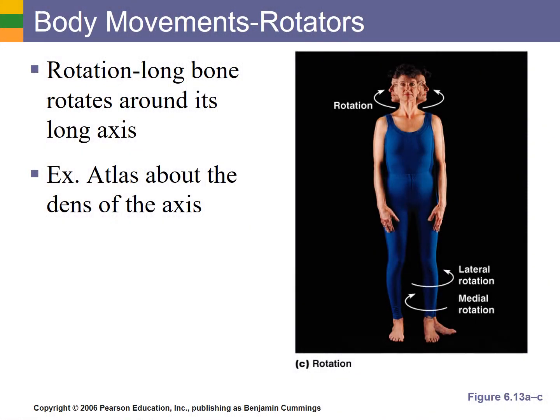Rotation is movement around the long axis, and you can do this at the neck. You can rotate your neck. You can also do this with your lower appendage, specifically with your thigh at the hip, and you can also rotate your arm at the shoulder. And notice you can rotate laterally away from the midline, or you can rotate medially toward the midline.